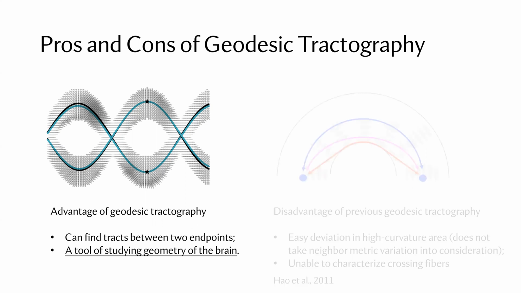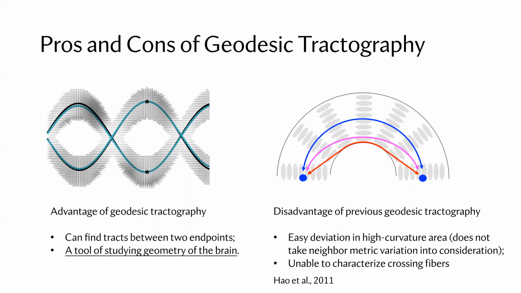But what is the problem of the previous geodesic tractography method? As we can see in the right panel, the magenta geodesic using the inverse tensor field as the metric could not follow the blue tractography. And the red shortest path under the Euclidean metric is also far from the ground truth. The previous methods are also not designed for characterizing crossing fibers, which widely exist in human brains.